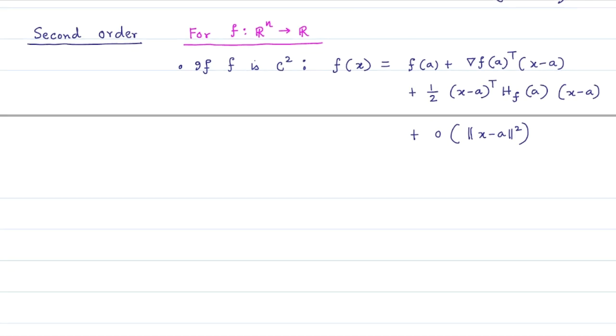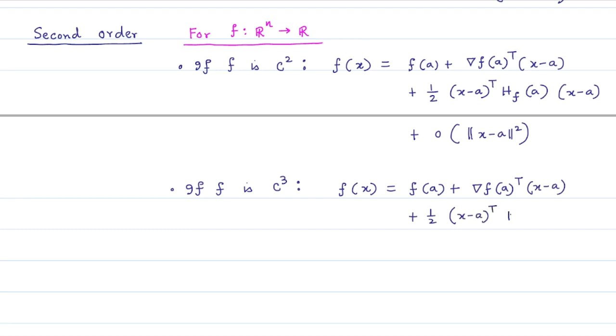If, however, the function f is C3, that means f has all partial derivatives up to order 3 and all of them are continuous, then f(x) in terms of second order Taylor's approximation can be written as f(a) plus gradient of f(a) transpose (x minus a) plus half (x minus a) transpose Hessian at the point a times (x minus a) plus big O of norm x minus a cubed.